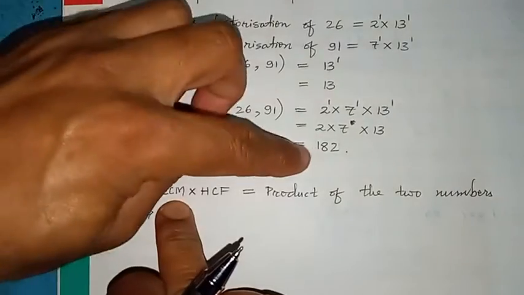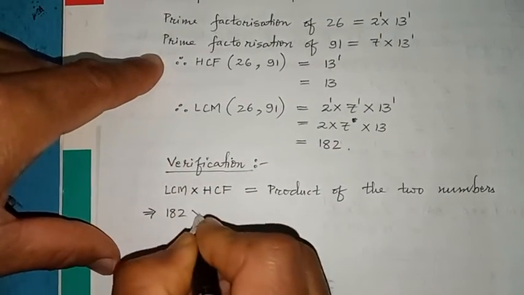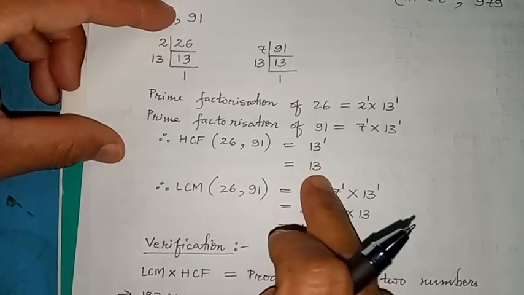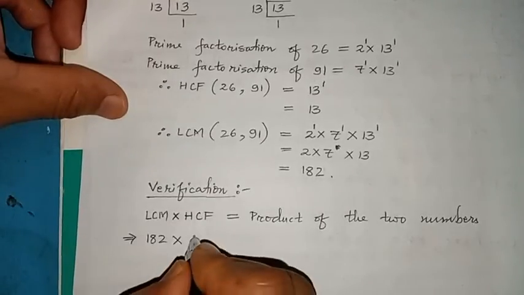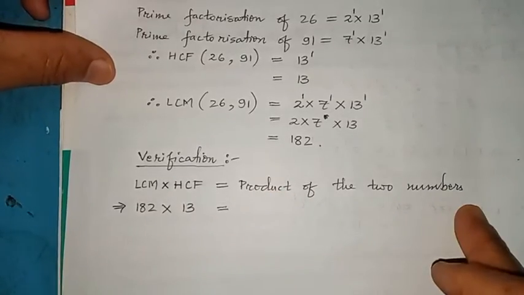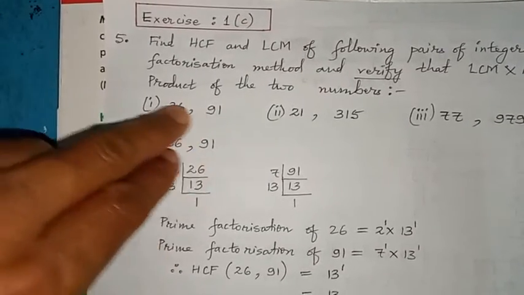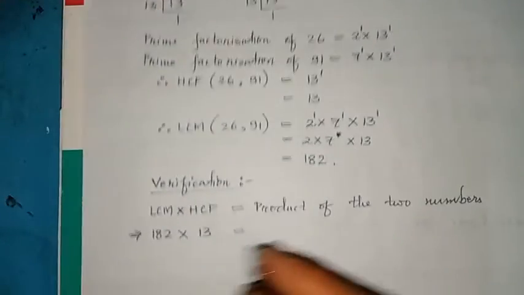What is the LCM you got? Answer: 182, into HCF. And what HCF did you get? 13. You can see the HCF of these numbers is 13. So the product of LCM and HCF should be equal to the product of the two numbers. Which are the two numbers here? The two given numbers in this first question are 26 and 91. Product of the two given numbers: 26 into 91.